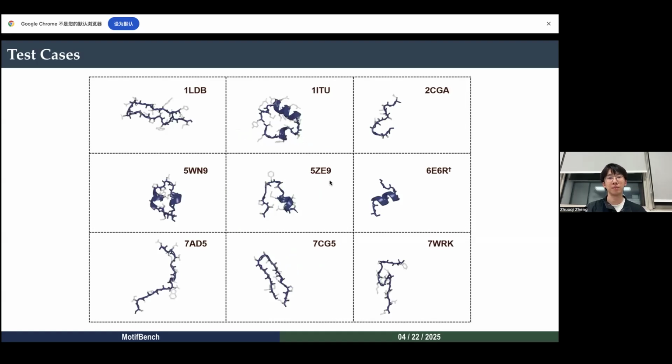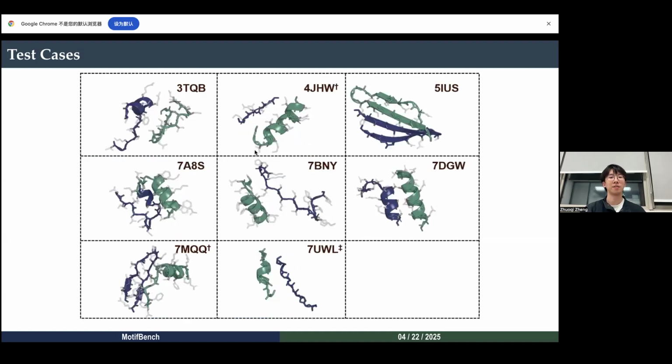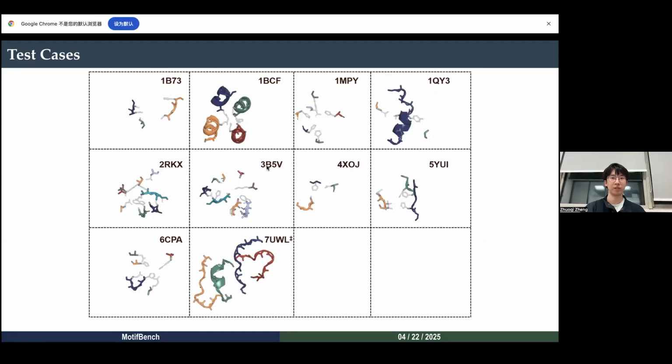Another known problem in motif scaffolding is that sometimes the number of discontinuous motif segments has a relatively strong correlation to the difficulty of the problems. So here we divide all of our problems into 3 sets. The first set are cases containing only a single continuous segment, and group two is for the cases containing double segments and multiple segments, which we propose are pretty challenging for these methods.